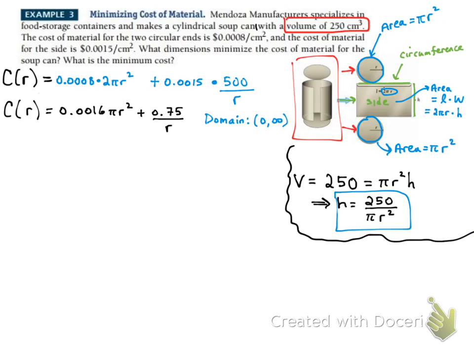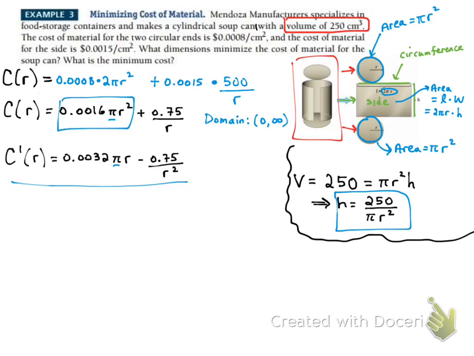So now we need to find the critical values, so we take the derivative of the cost function, and so we get this as our derivative. Now remember, pi is just a constant. So when we're taking the derivative of this part, it's just 2 times 0.016, which gives us 0.0032, and then we still have that multiplied by the pi, and then the r goes to the first power.